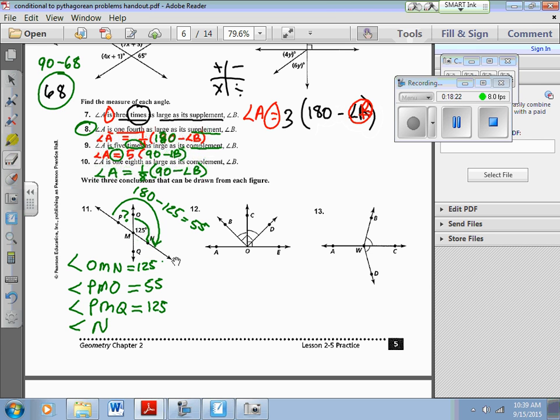Technically I'd have to mark it wrong in that case, because you've got to make sure you're referring to this one and that one. Just make sure the middle letter is M. The other two you can switch. So N, M, Q, and that one measures how much? You already know what it measures. 55. It's a vertical angle. So you guys gotta keep in mind, vertical angles are always gonna be all over the place, okay? Everybody okay right there? Vertical angles? All right.